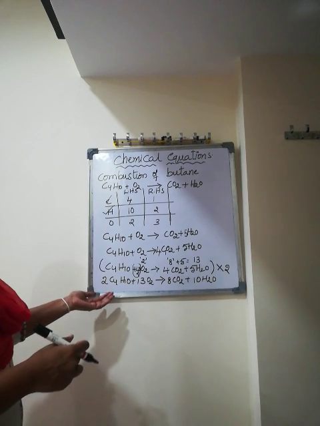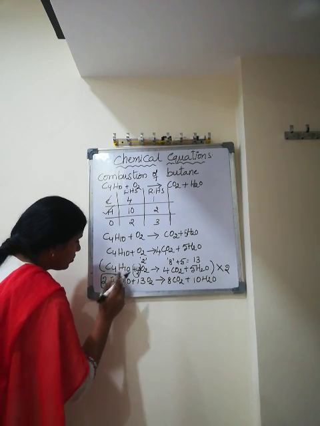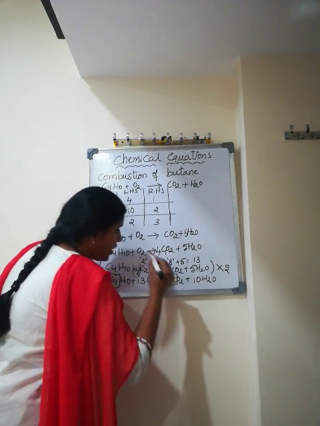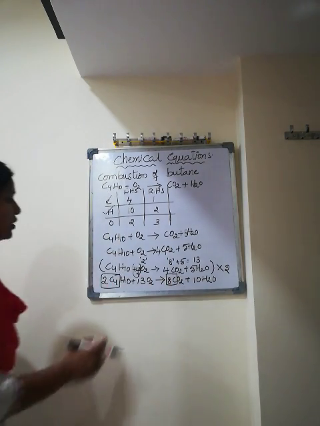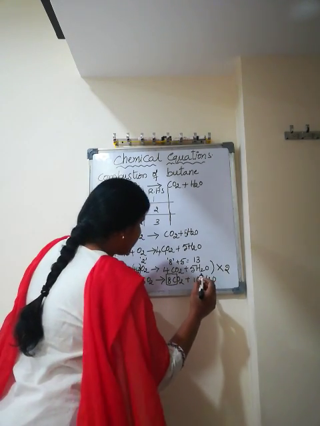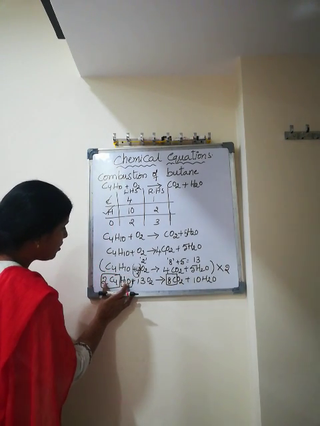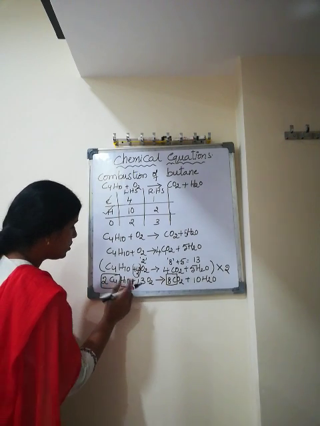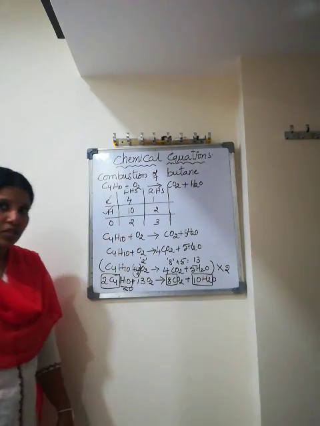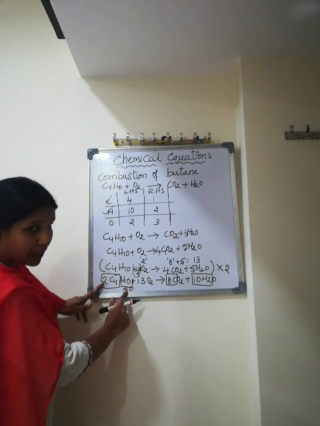Now we will observe whether the atoms are balanced or not. Here 4 2s are 8 carbon atoms are there, and on the product side also 8 carbons are there. Coming to the hydrogens, 10 hydrogens into 2, totally 20 hydrogens are there here. On the product side also 10 into 2, 20 hydrogens are there. Clear, children? Here 10 hydrogens, 10 into 2 means 20 hydrogens.